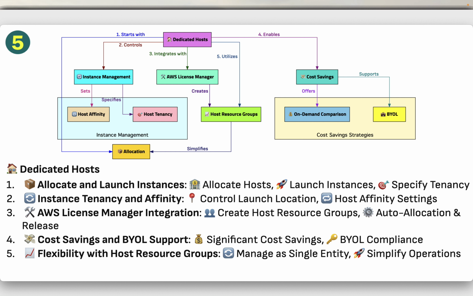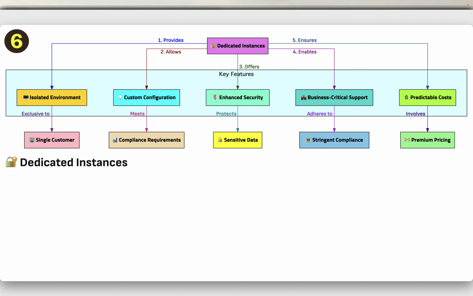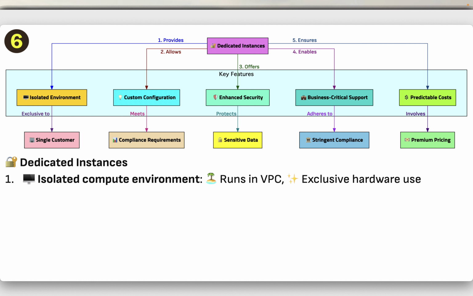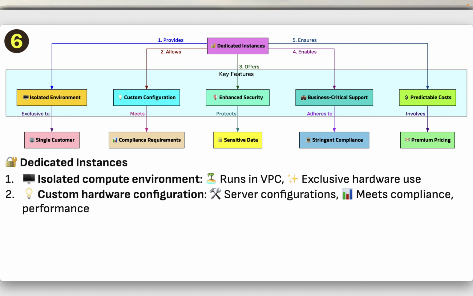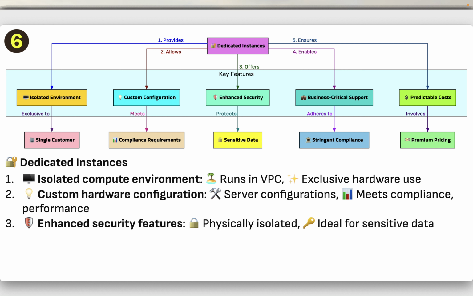And then we have dedicated instances, the last one. Dedicated instances are designed to run in a VPC on hardware that is exclusively used by a single customer, offering physical isolation from other AWS accounts. They allow customers to use their own server configurations, making it easier to meet specific compliance and performance requirements. By providing a physically isolated environment, dedicated instances enhance security, making them ideal for handling sensitive data and applications.